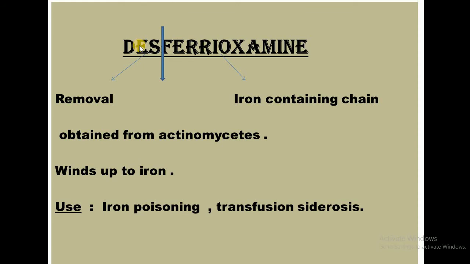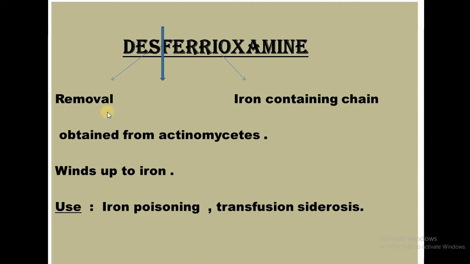So what does des mean? It means that a group is removed, and that removal process is called des. We can also name it nor, but in this case we use des. So removal of iron from its chain gives deferoxamine. It's a compound without iron now. Generally it is obtained from actinomycetes. That's its origin.